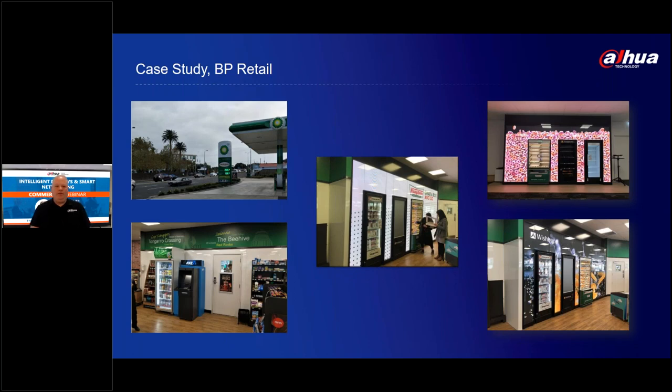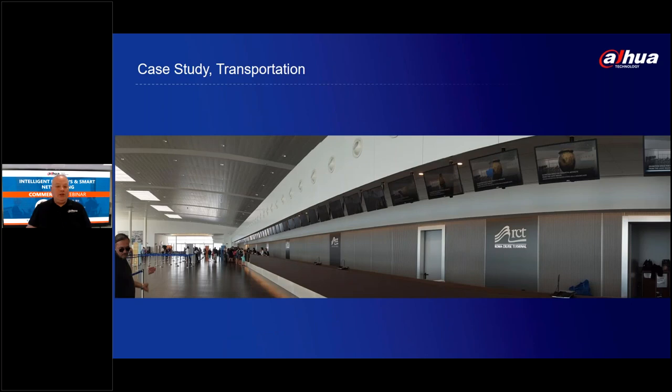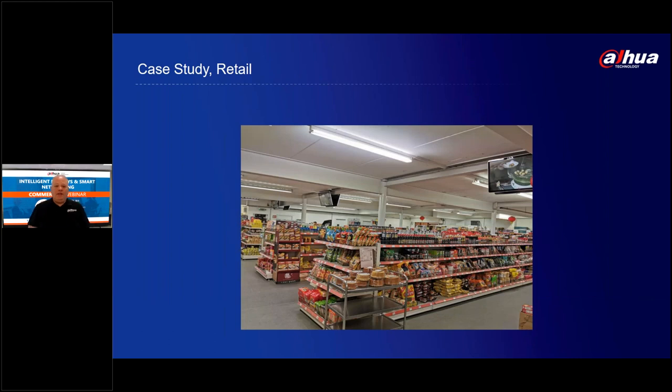Here's an example of how BP have implemented our digital signage product into their retail stores. And of course, transportation is very key, providing information on arrivals, departures, etc. And again, here's another retail example where people are using the signage product to greet people as they come in the store, so, for example, a special offer on this particular brand or product. All that information could be changed very quickly. So, really, excellent digital signage representing an excellent opportunity.